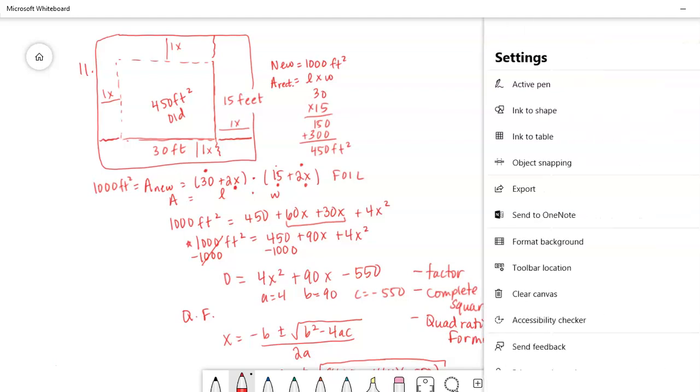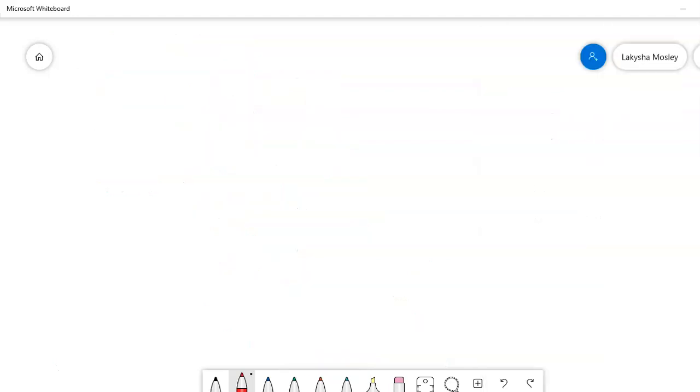So now let's move to, I'm going to clear the canvas. Let's move to number 12. Okay. For number 12, let me go back to the page.